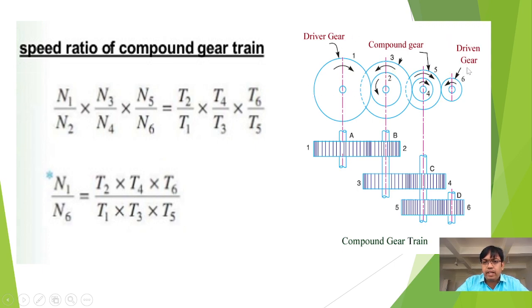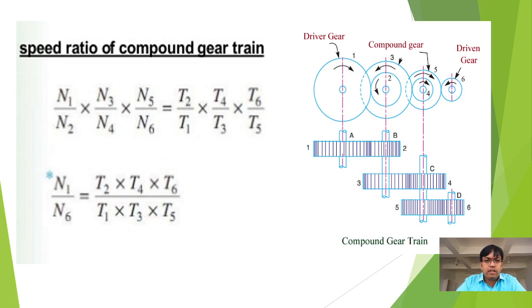Therefore, for the whole combination of these 6 gears, what is the definition of the speed ratio? It is the ratio of the speed of the driver gear to the driven gear. For the entire 6 gears, the driver gear is gear 1 and the driven gear is gear 6. Therefore, N1 by N6 will be equal to T2 into T4 into T6 divided by T1 into T3 into T5. As I told you, the number of teeth are inversely proportional to the speed. This is how the speed ratio can be calculated for the compound gear train.